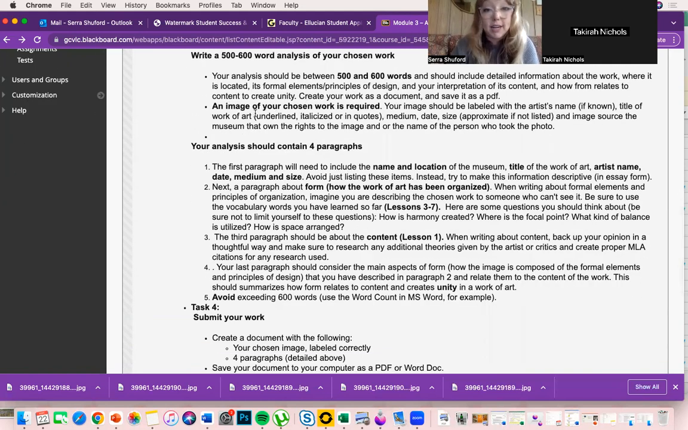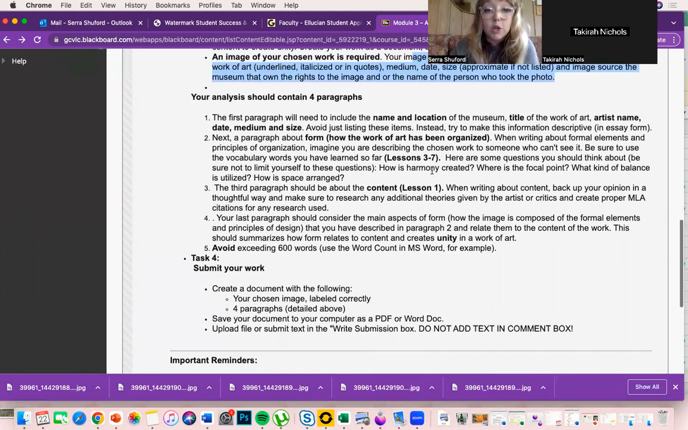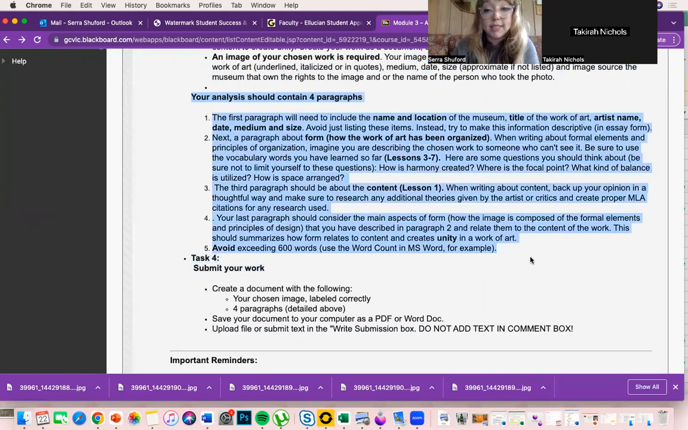An image of your work is required, and this is all about information about labeling again. So this is probably the most important part of these instructions. This is laying out exactly how I want you to set up the paper, and really as long as you follow this, you should be in pretty good shape.